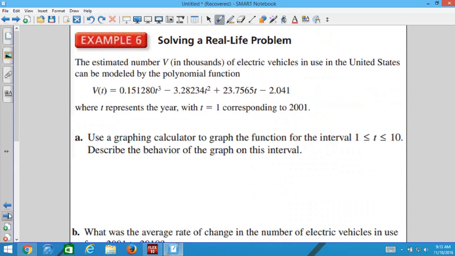Okay, this says the estimated number V, in thousands, of the electric vehicles in use in the United States can be modeled by the polynomial function, where T represents the year with T equals 1.